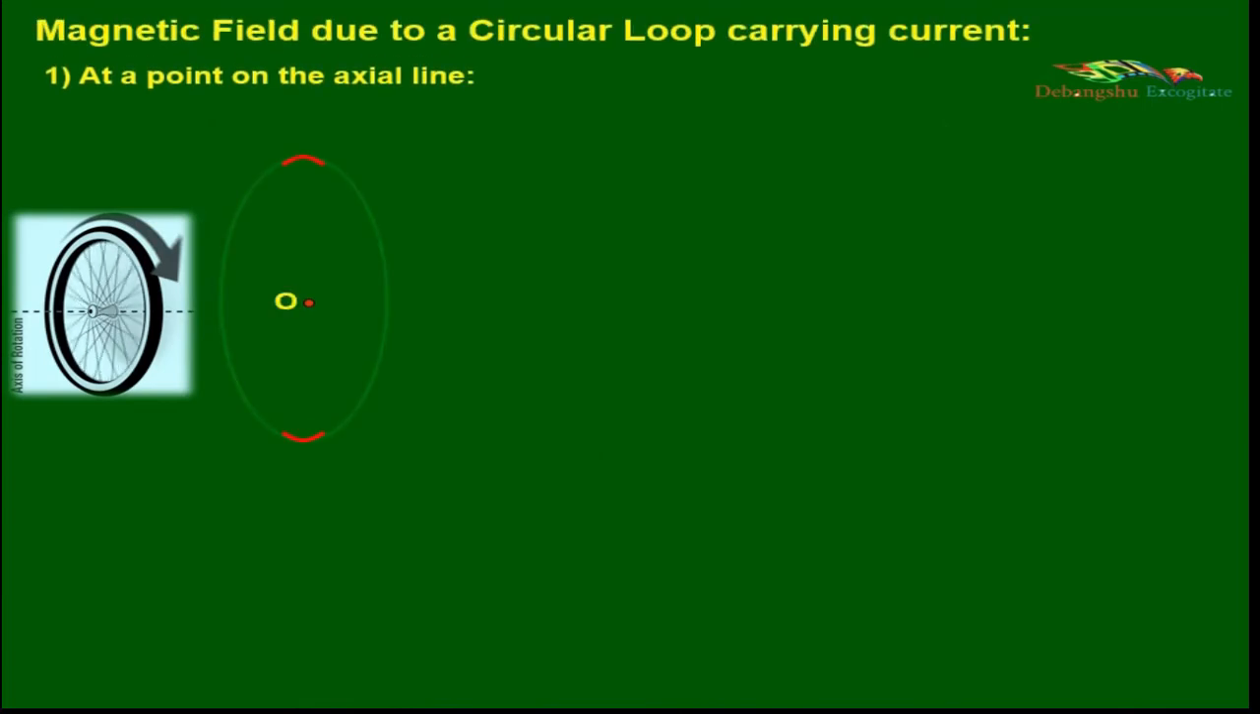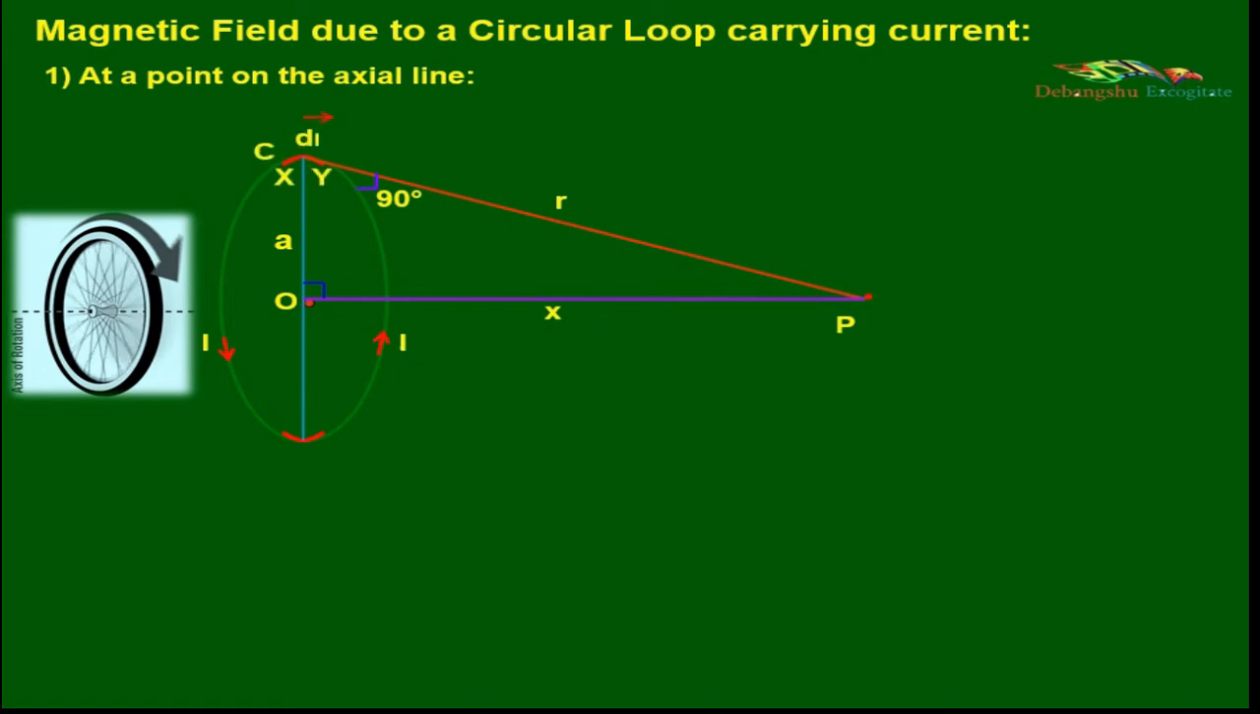Magnetic field due to a circular loop carrying current at a point on the axial line. That's an important topic. Those two red color arcs are dl, small element. I is in the anticlockwise direction. P is the point where we want to find out the magnetic field. OP is equal to x. r is the distance between the I dl at the top and the point P. This angle has to be 90 degrees. I dl at XY at point C.